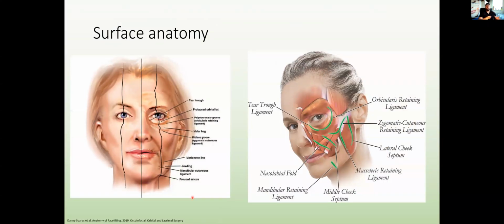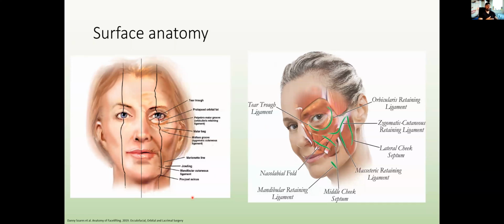Now, this is where the anatomy gets a little bit more tricky, because there's a lot of conflicting information in the studies out there in the literature. There's a reason why, as we age, because of gravity, things go down, but the fat doesn't just migrate into your neck and so forth, because of retaining ligaments. These retaining ligaments tend to hold the fatty compartments and the muscles in place.